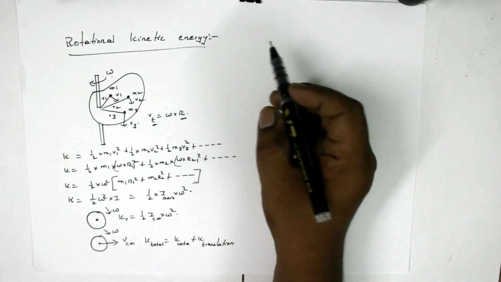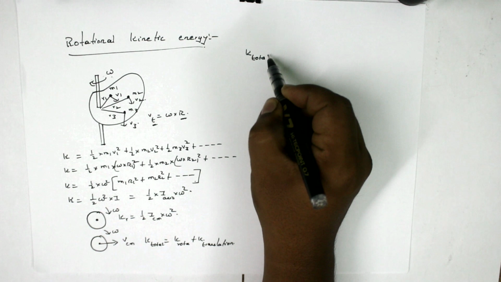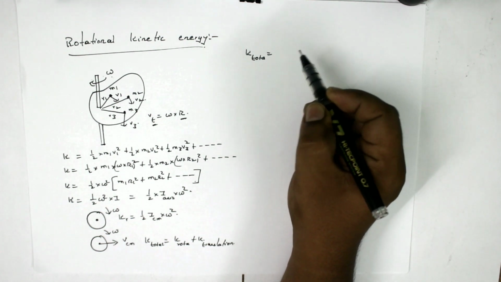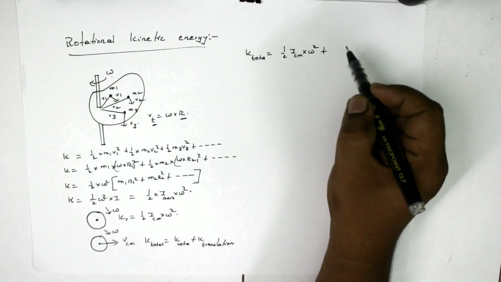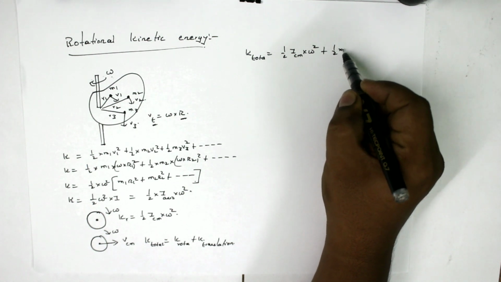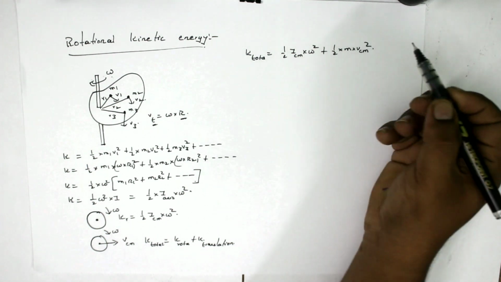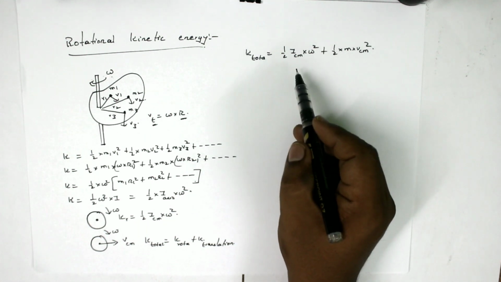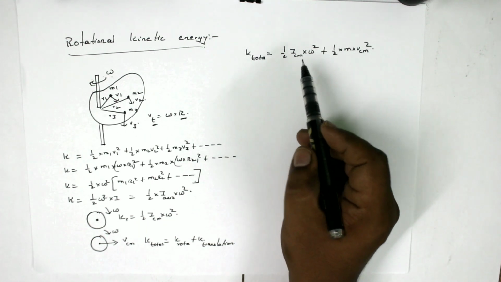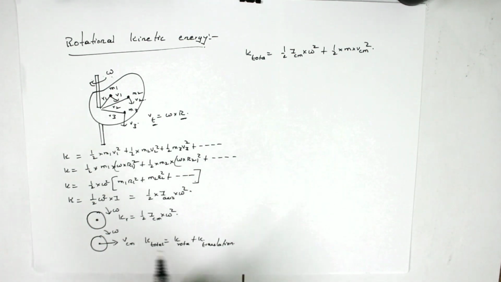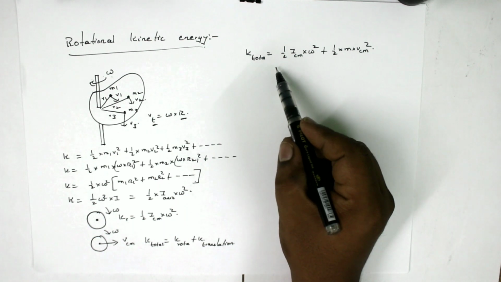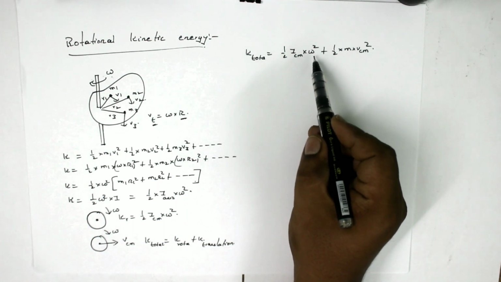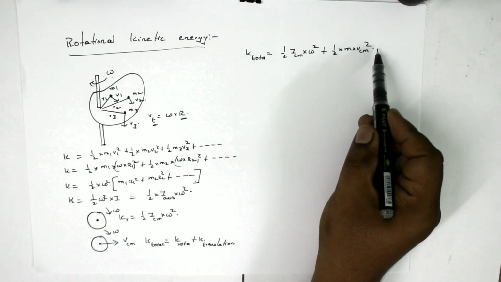Therefore, I can write K total equals K rotation plus K translation. Due to rotation, the kinetic energy is half I center of mass into omega square, plus K translation, which can be written as half into m into V center of mass square. So this is the relation for total kinetic energy, if I consider that this disk has both the energies: it is rotating around this axis and it is also translating with the center of mass having a velocity of Vcm. So K total equals half I center of mass into omega square plus half m V center of mass square.